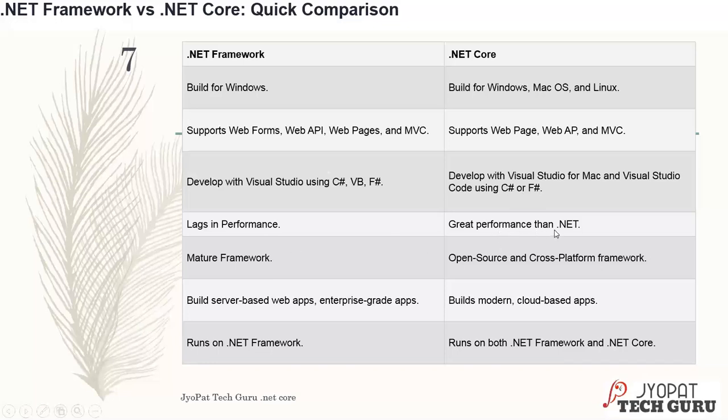So .NET Core has great performance compared to .NET Framework. .NET Framework is a mature framework which has a lot of features meant for traditional development. .NET Core is an open source and cross-platform framework. .NET Framework builds server-based web applications and enterprise-grade applications. .NET Core builds modern cloud-based applications. So whenever you are creating any cloud-based applications, you can rely on .NET Core. Some code runs in both the .NET Framework as well as .NET Core.